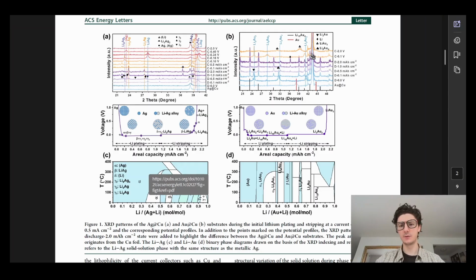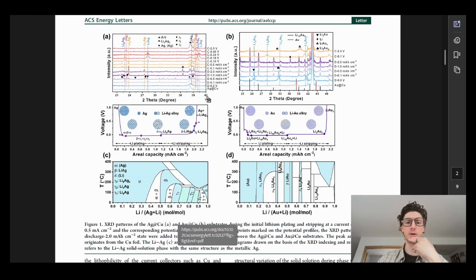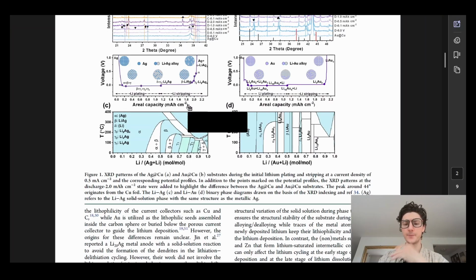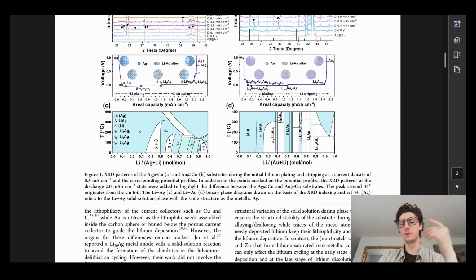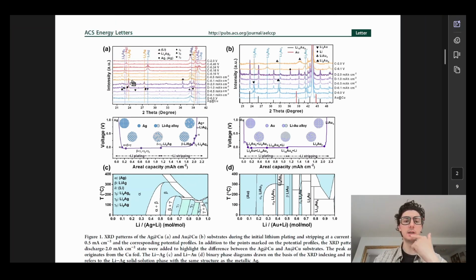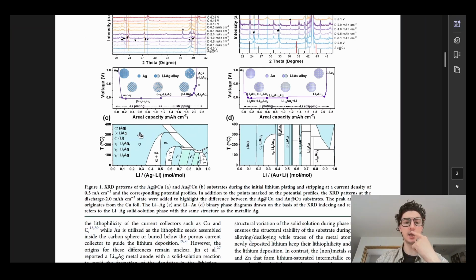That's why they said this peak over here, this 44 degrees, is the peak for copper, because both of these, silver and gold, are placed on a copper current collector. Over here, I'm not sure why they don't go beyond to show you the 44 degrees. They stop at 42. Anyway, it doesn't matter. What they're saying is, using this reference 34, which you can find at the end of the article, they use these two graphs and then they kind of build up these phase diagrams here.